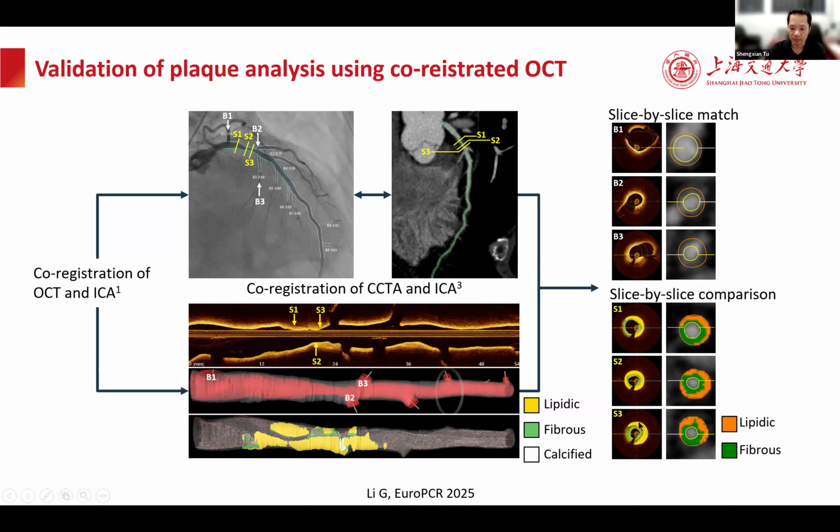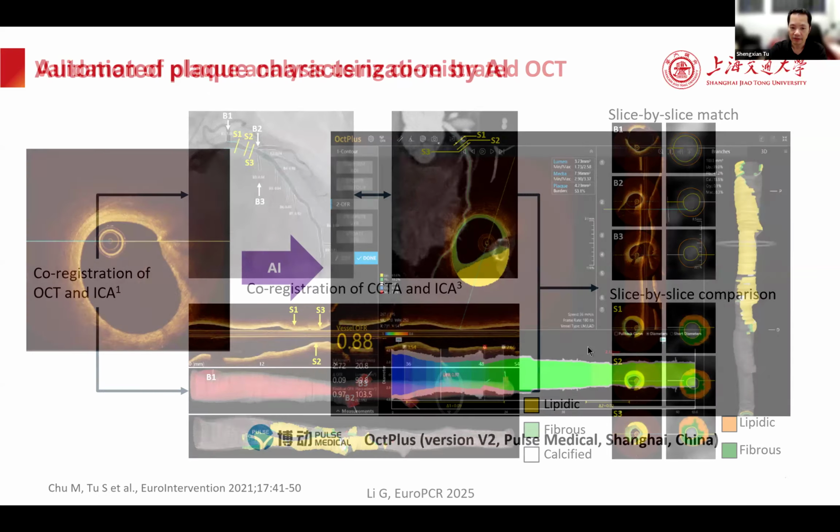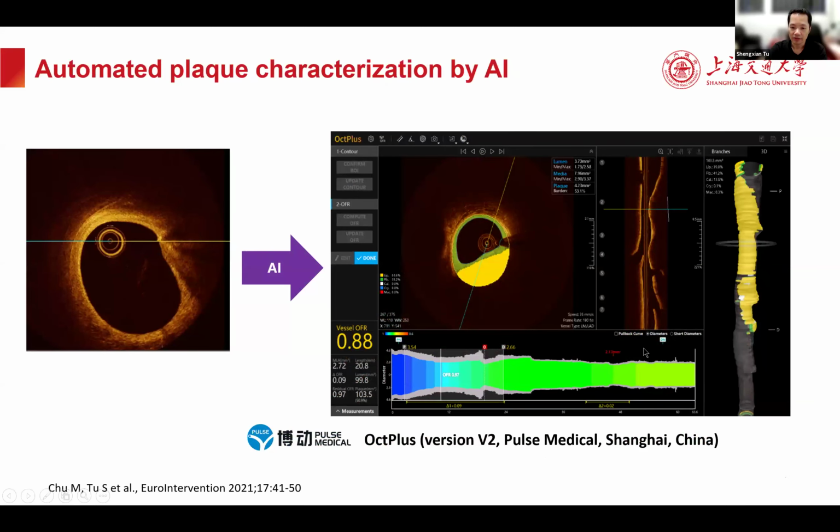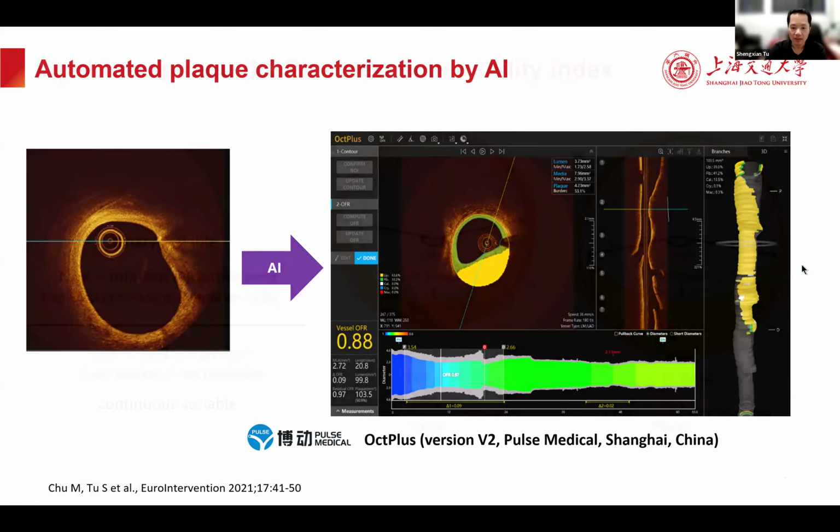Here you have the OCT plaque characterization, and here you have the CT plaque characterization. Before I present the validation result, I'd like to introduce a bit about the OCT plaque characterization that we already published in 2021 and integrated into the OCT Plus software by Pulse Medical, so it can automatically calculate the plaque composition in the entire pullback and show it in 3D.